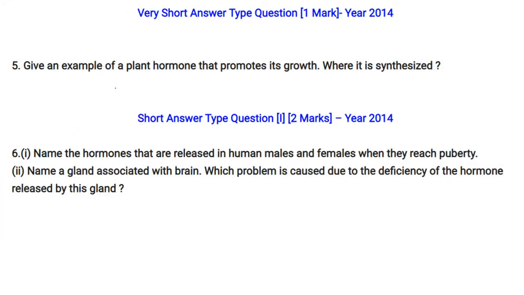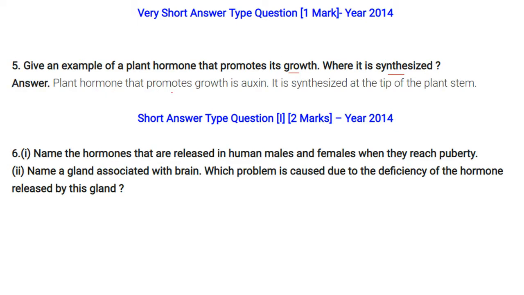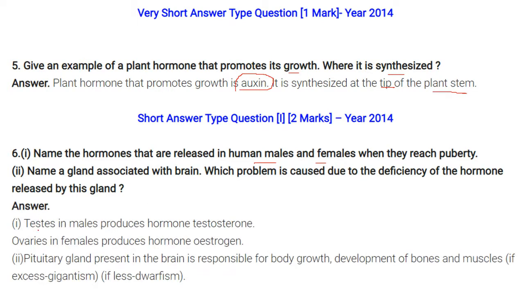Give an example of a plant hormone that promotes growth where it is synthesized. The plant hormone that promotes growth is auxin, and it is synthesized at the tip of the plant stem. Name the hormones that are released in human males and females when they reach puberty. The testes in males produce the hormone testosterone, and the ovaries in females produce the hormone called estrogen.